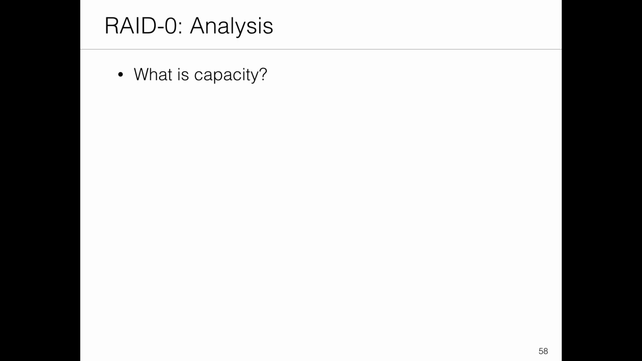What is the capacity? Assuming that the capacity of each disk was C, and we have n disks, what is the new capacity? N C. How many disks can fail? 0, right? Electrical folks, are you getting it? Zero disk can fail because there is no added redundancy.